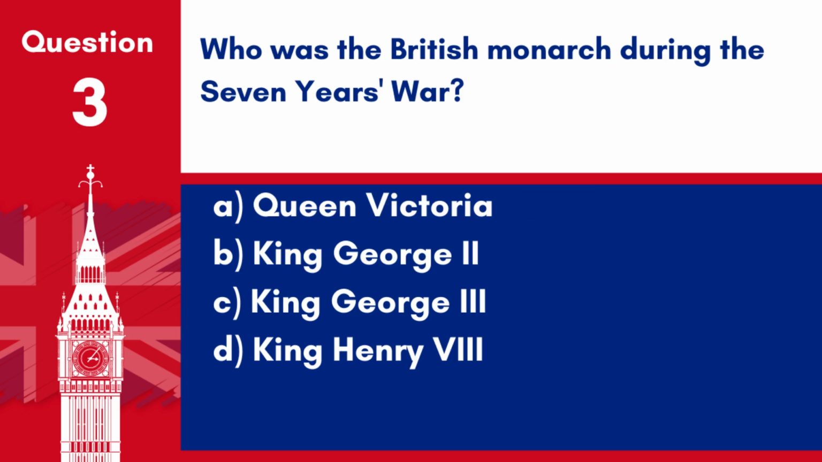Question 3. Who was the British monarch during the 7 Years' War? A. Queen Victoria. B. King George II. C. King George III. D. King Henry VIII.